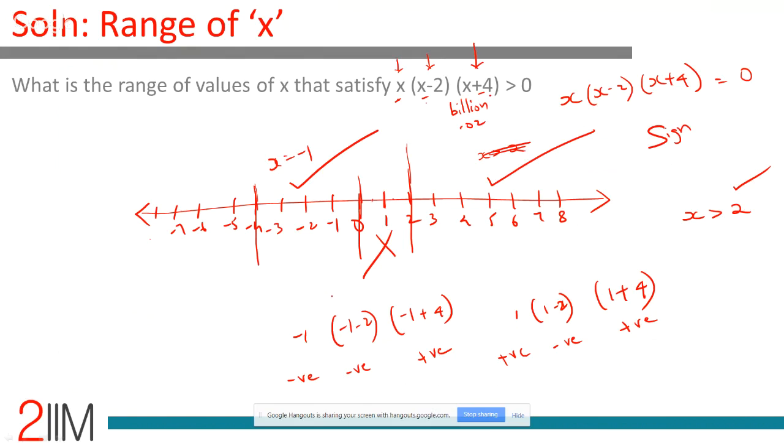Less than minus 4, can I take a guess straight away? Will it work? All three terms will be negative. Negative, negative, negative. Product of three negative terms is negative. So here it doesn't work. What is the solution range that works? Minus 4 to 0, 2 to infinity. All open intervals, we're talking about greater than 0, not greater than or equal to. Done.